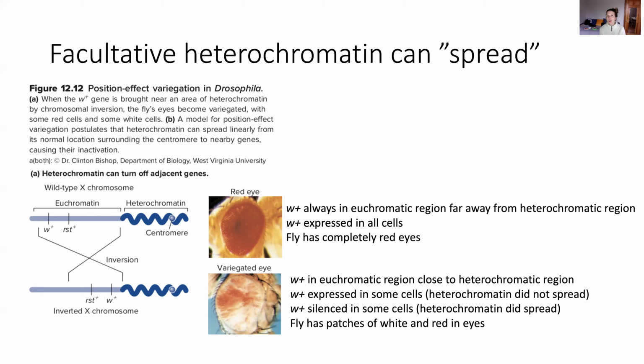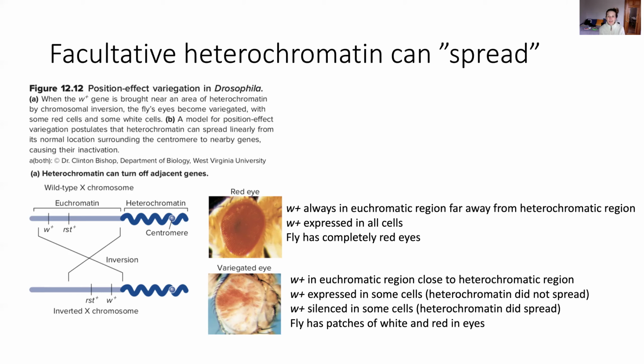And just being close to a heterochromatin region in a chromosome can silence the euchromatin region too, and we call this heterochromatin spreading. So what you see at the bottom in that variegated eye is the wild type white gene, and notice it's not a different allele. The DNA sequence of the white gene did not change. The DNA sequence of the roughest gene did not change.